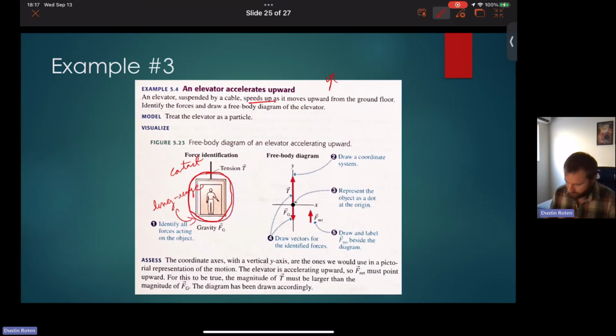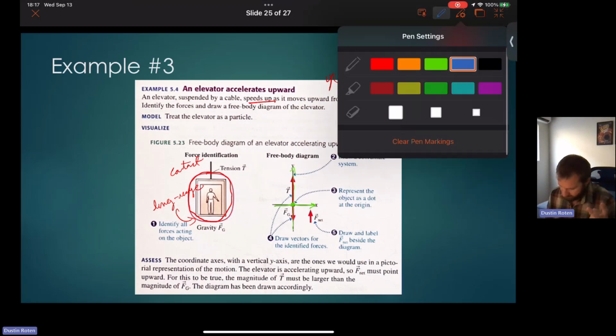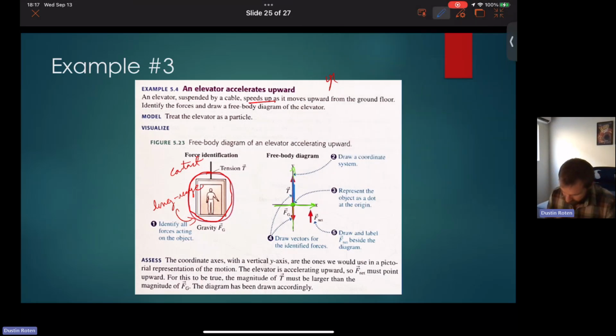Okay, so I can just move over here. I've drawn my coordinate system. That's step number 2. And I've represented the whole elevator system as a point at the origin. And then now I just have to draw in those vectors. I identified 2, a contact force and a long range force. So now I'm going to draw my vectors. My contact force was tension.